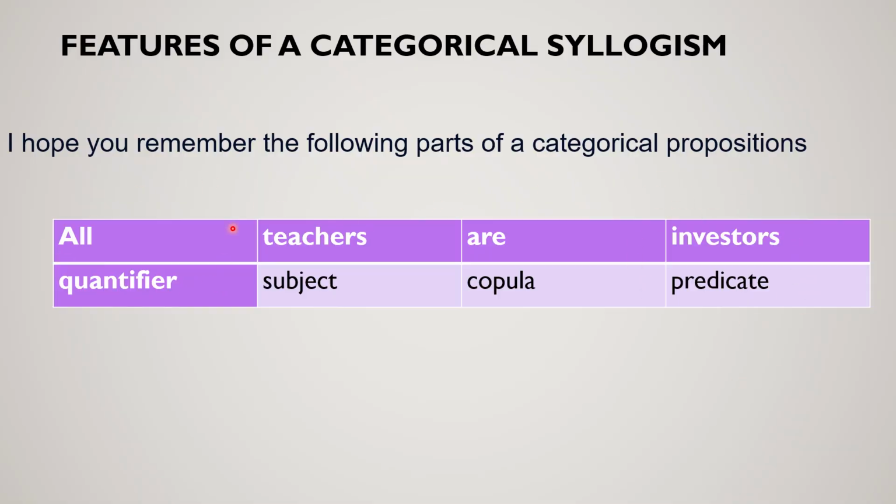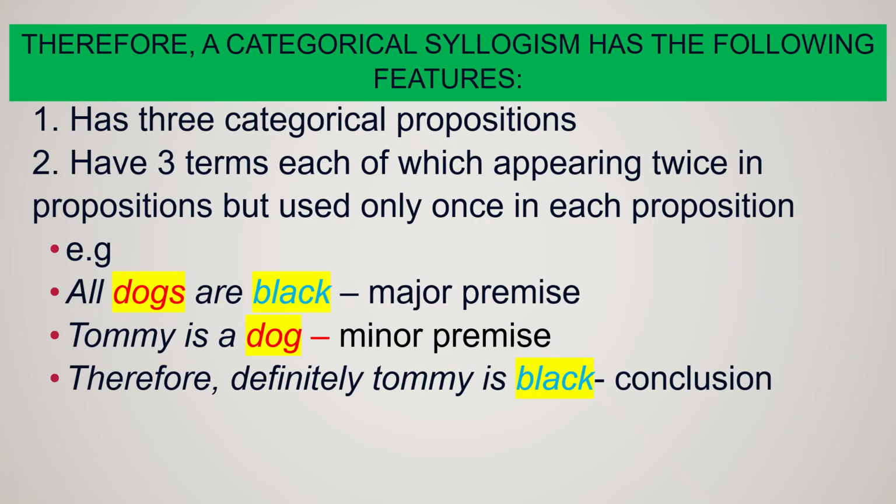And thus, these categorical propositions are the ones that are used when we are defining what a categorical syllogism is. Let us now define categorical syllogism with ease. We give a simple way to define categorical syllogism.